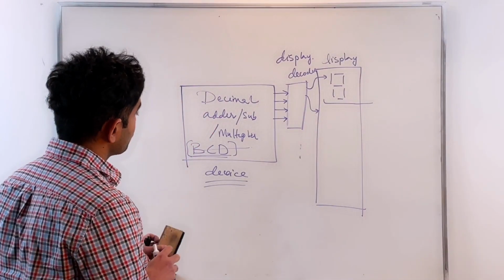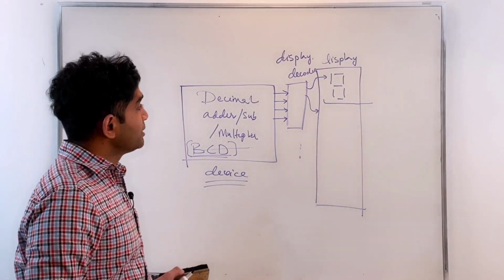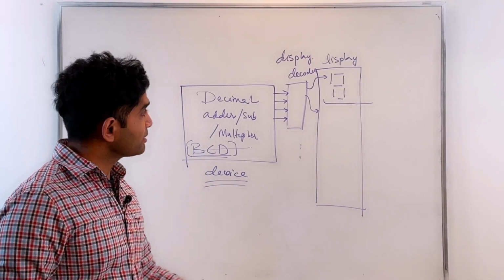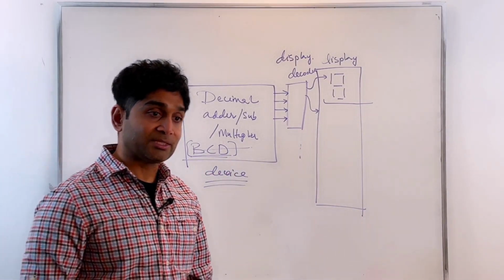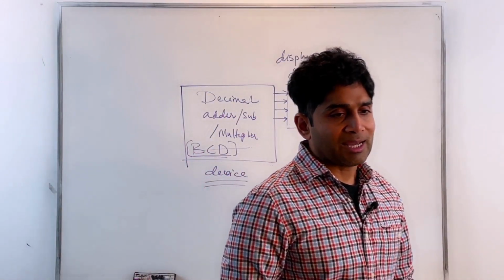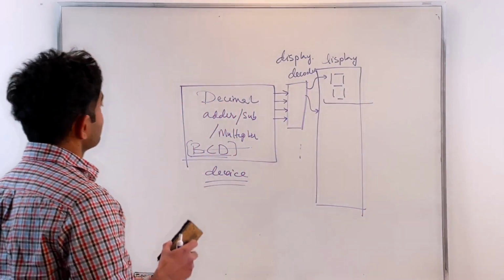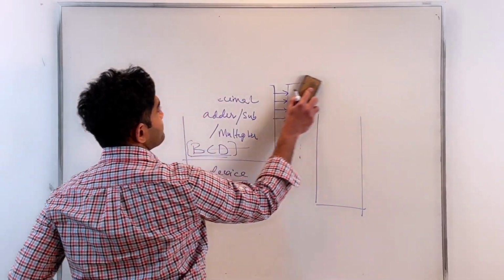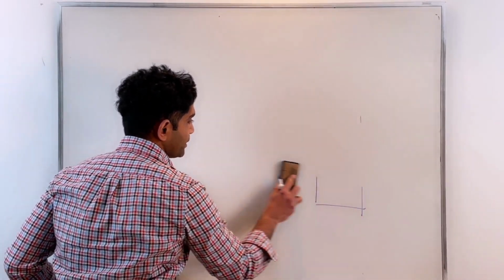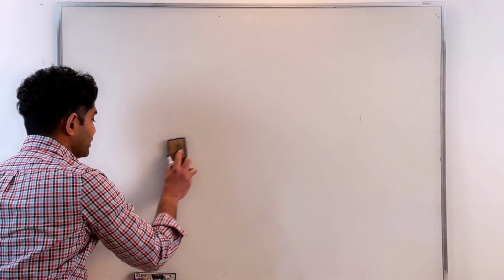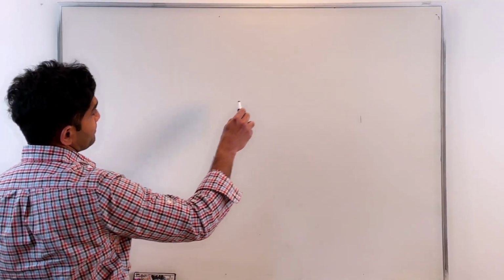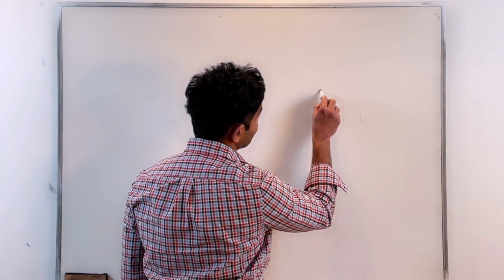So what we are trying to do now is design a display decoder that would display my decimal answers as decimal digits. All right, so let's actually do that design. Here again, I would like to identify how I'm going to display it.